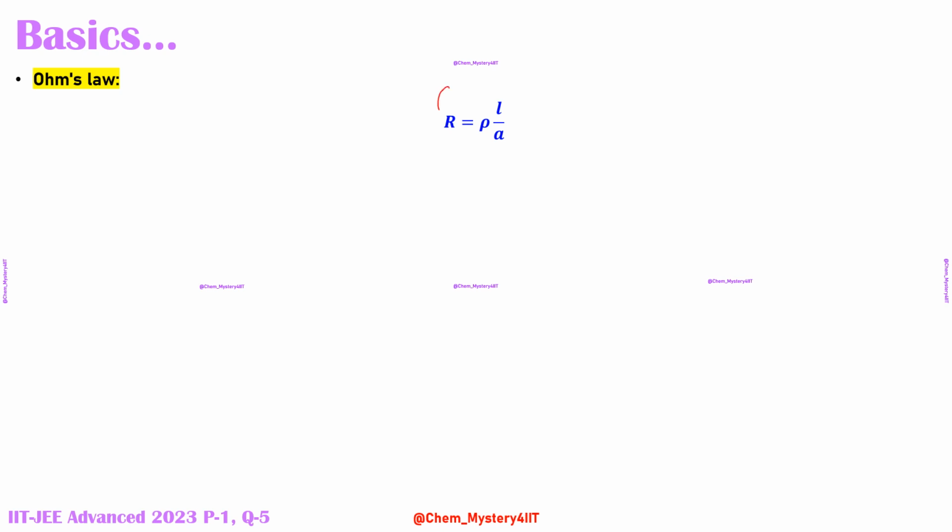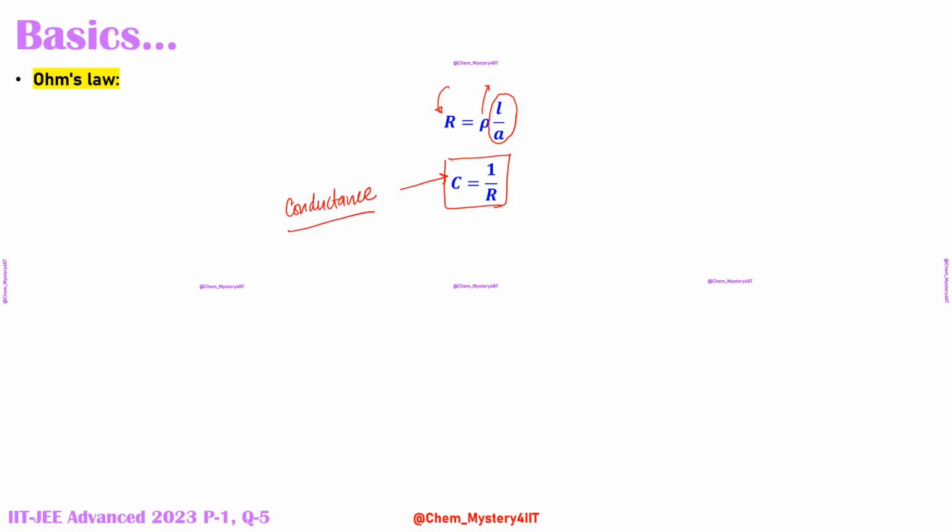R we have been calling resistance, and rho we have been calling resistivity. L by A have usual terms: L is the length, A is the area of cross section. Now, in conductance, we are defining this as the opposite of resistance. So what we have been calling in physics as resistance in the case of conducting wires, in case of conducting solutions, now the reverse of resistance we are calling as C, which is conductance.